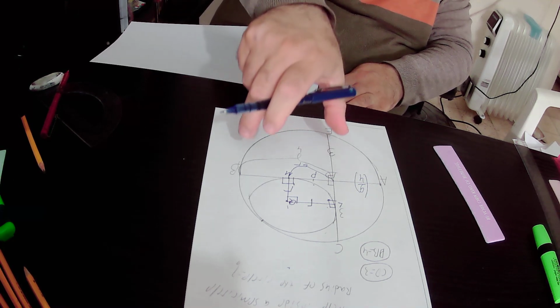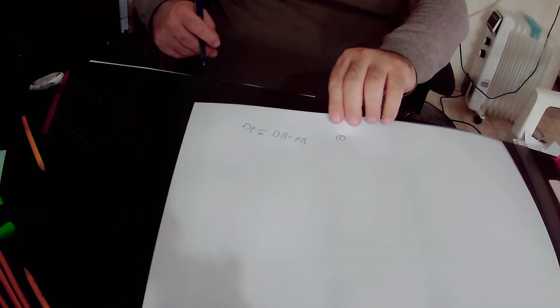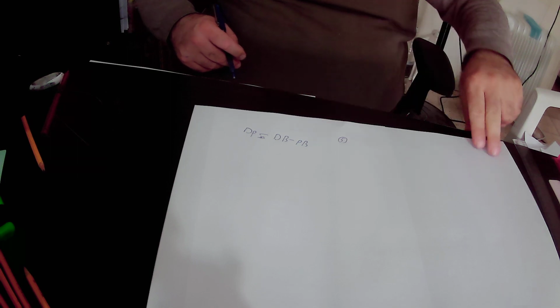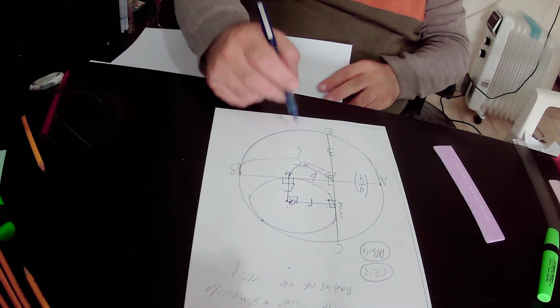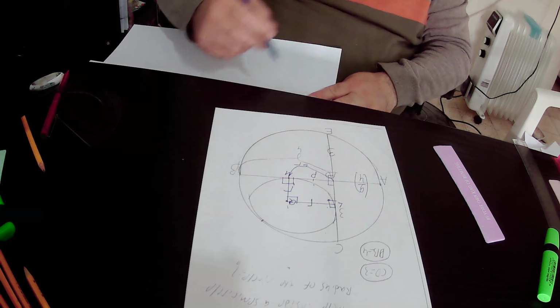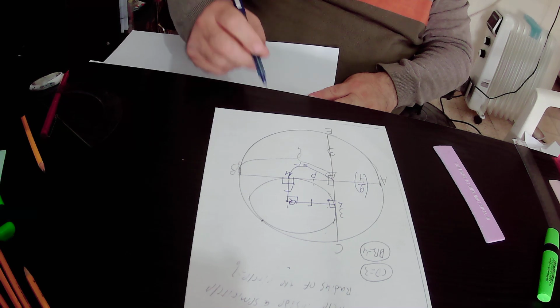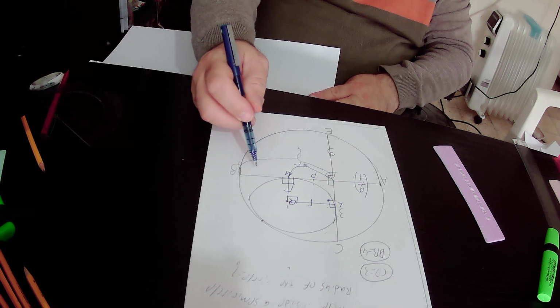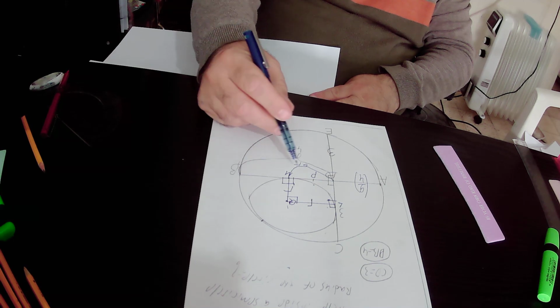dP equals dB minus PB. Repeat again: dP equals dB minus PB. dB equals 4 units according to what is given in the question. So it is 4 minus PB. And PB is the radius of the big circle according to our definition.